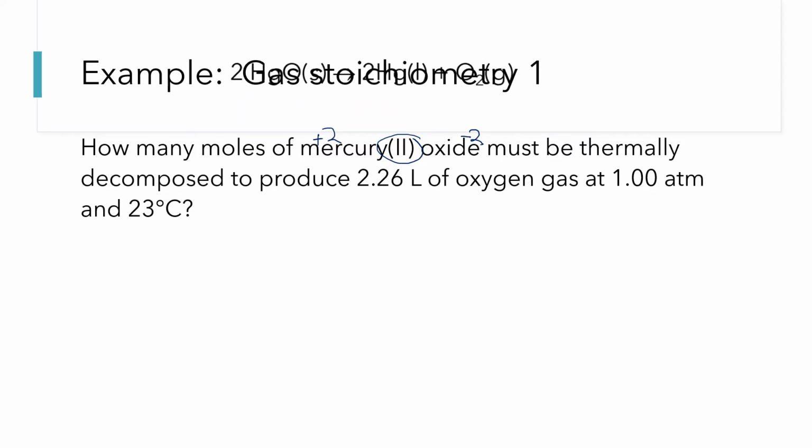I'm just going to cut to the chase here and take a look at that equation. 2HgO solid yields 2Hg liquid plus O2 gas. Mercury is one of the couple of elements that naturally exist as a liquid, so that's kind of a little unusual. Okay, so there is our balanced equation. Now, we're asked to produce 2.26 liters of oxygen gas at 1 atmosphere and 23 degrees C. That's really close to STP, but not quite.